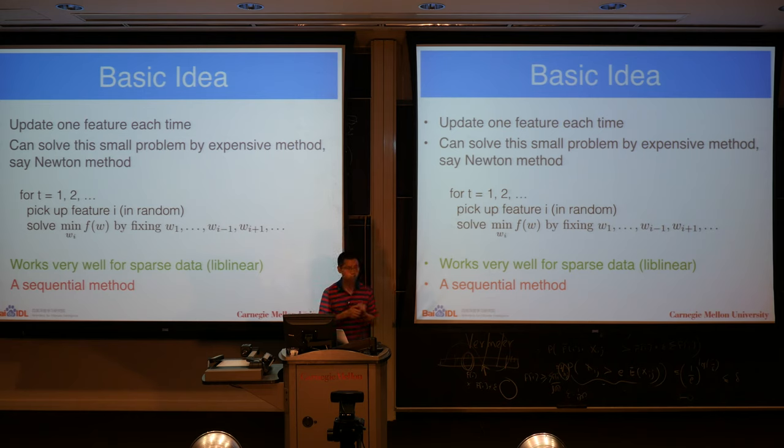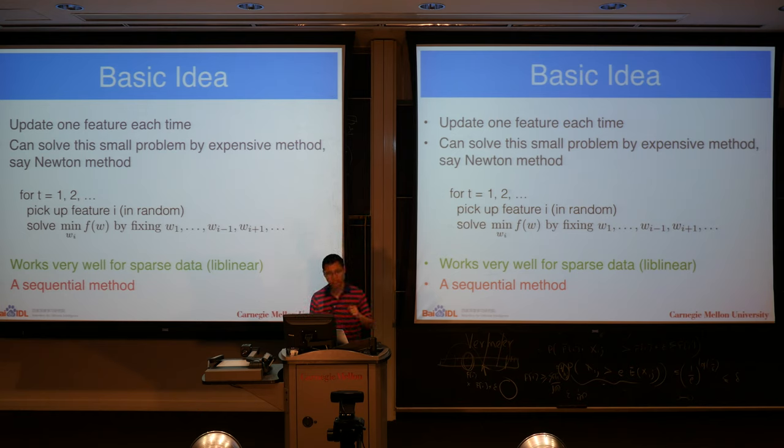But the problem is that it's a sequential method. You update features one by one, and each feature may be quite small. The day before yesterday, we showed some sparse matrices. A lot of features only contain one or two non-zero entries. That means each time you only do one or two operations, so it's not a good idea to run multi-threading within one feature. And a distributed implementation is not desirable, because each time you only communicate one double value. You need to pay the delays of sending data between machines, which is about 500 times slower than reading data from memory.